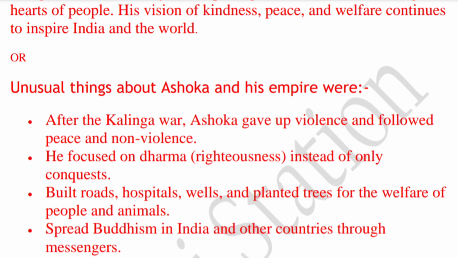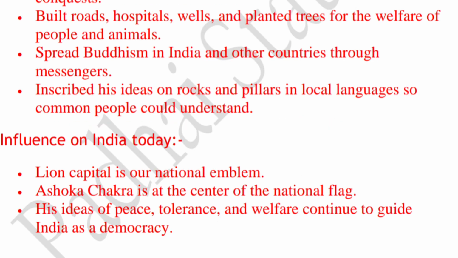Or, unusual things about Ashoka and his empire were: after the Kalinga War, Ashoka gave up violence and followed peace and non-violence. He focused on dharma, righteousness, instead of only conquests. Built roads, hospitals, wells, and planted trees for the welfare of people and animals. Spread Buddhism in India and other countries through messengers. Inscribed his ideas on rocks and pillars in local languages so common people could understand.